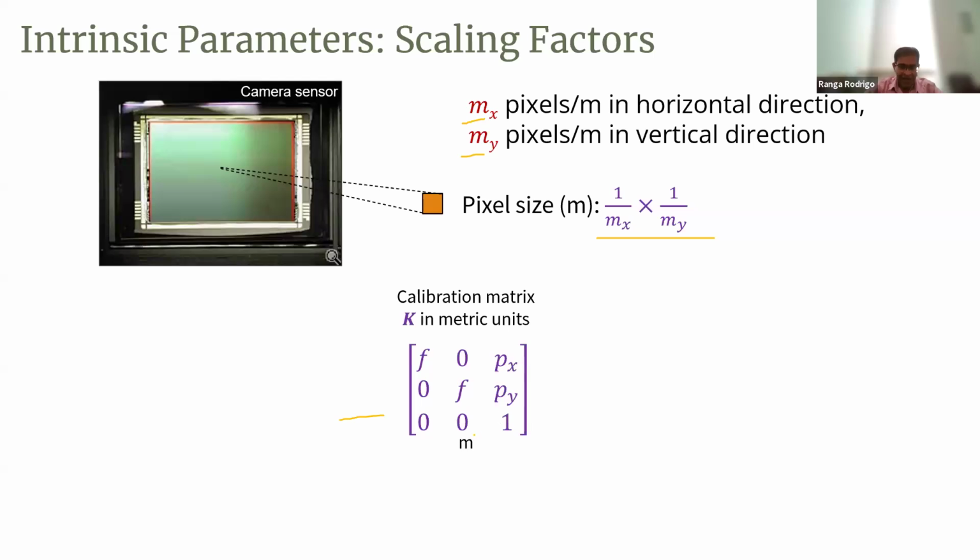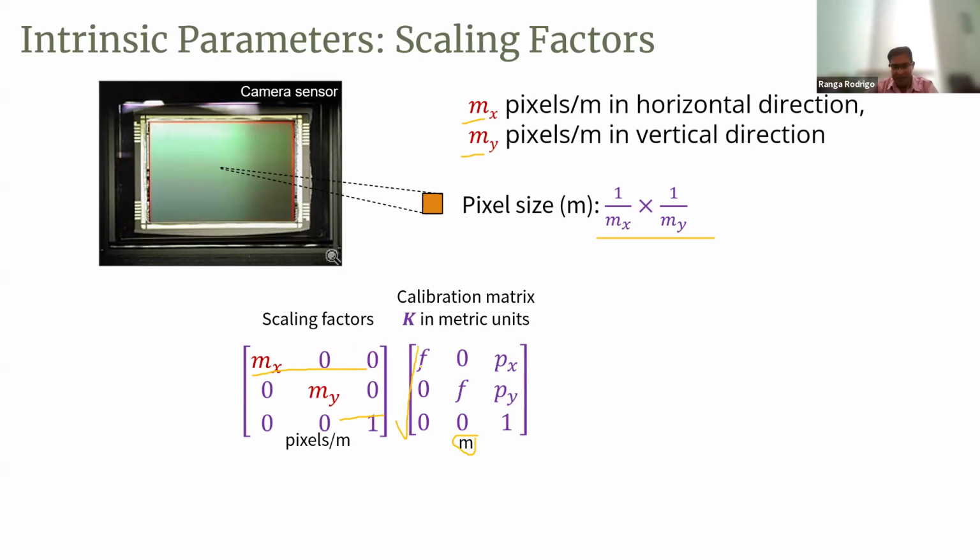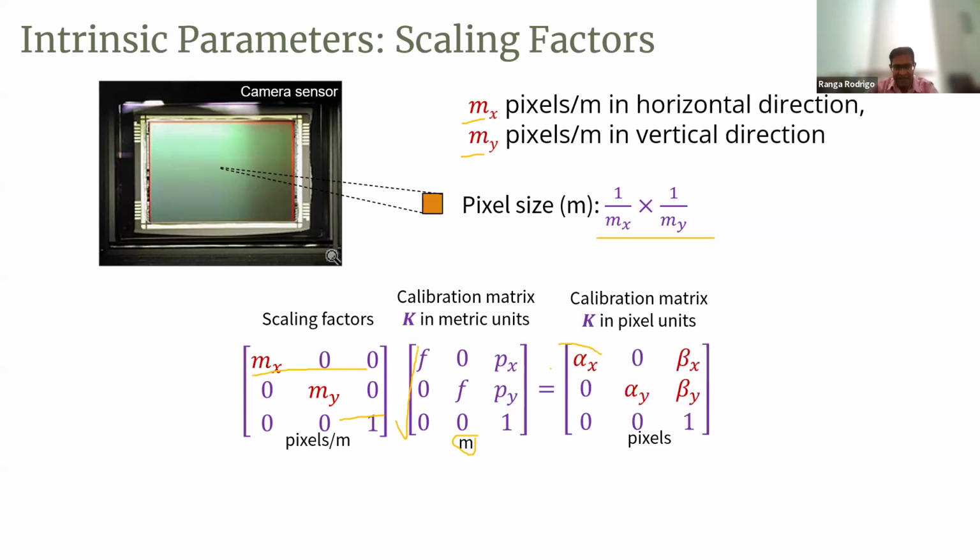Now what we have in meters, we have to convert to pixels by using the scaling factors mx and my. So pixels per meter times focal length gives you the focal length in pixels, because this row multiplies this column. Now mx multiplies with f, and we call that alpha x. Alpha x is the focal length in pixels in the x direction. Now we have two numbers, not f, but alpha x and alpha y, the focal length in the y direction in pixels. This is the principal point in pixels.